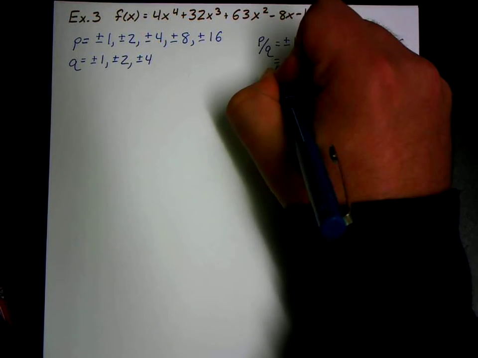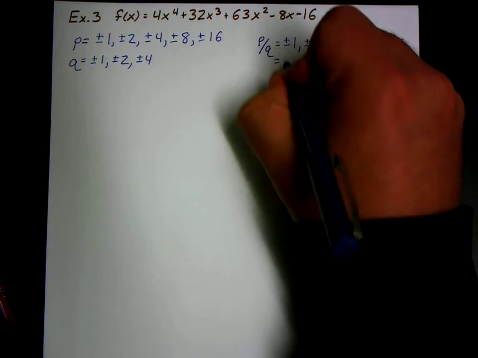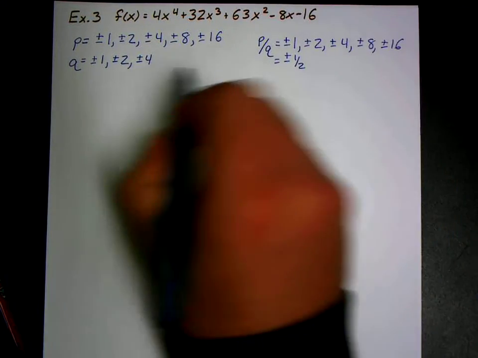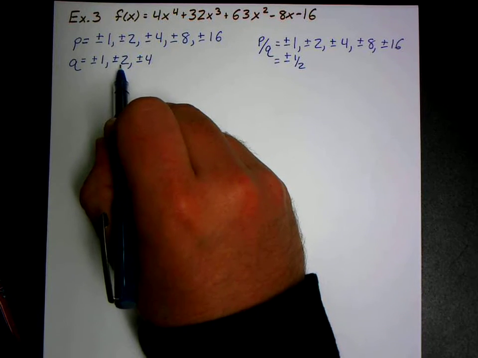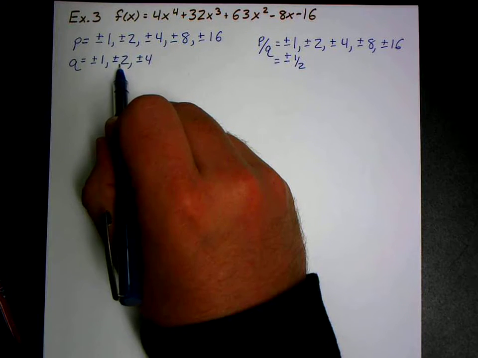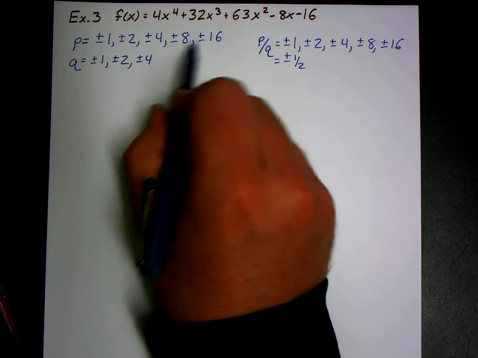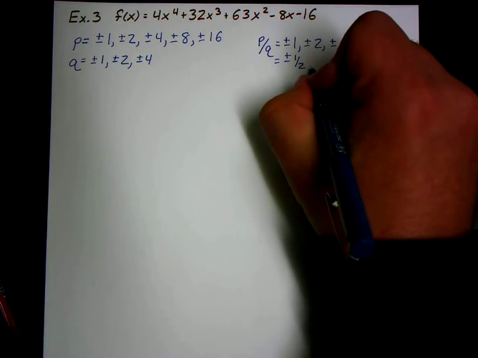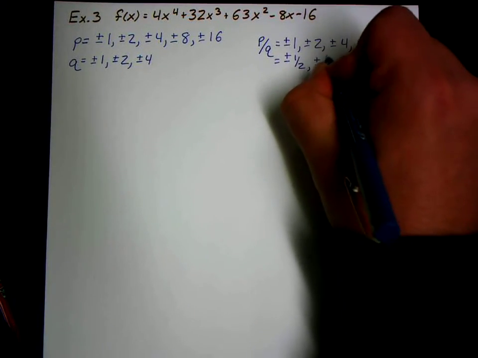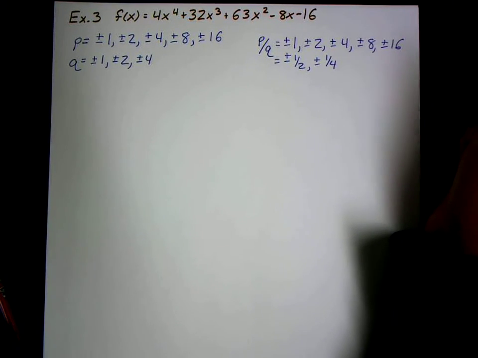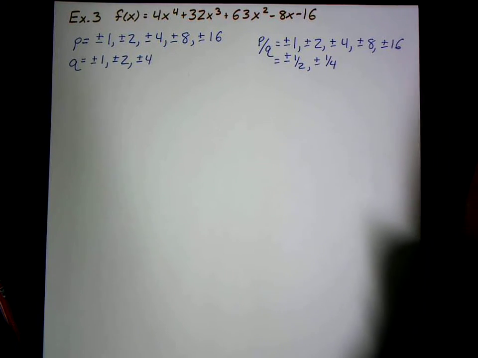Then I take all those numbers and I divide them by 2. Now, I don't have to list them all out because what's 2 divided by 2? 1, so that one's already there. What's 4 divided by 2? 2, so that one's already there. 8 divided by 2 is already there. 16 divided by 2 is already there. Awesome. Now, 1 divided by 4. 2 divided by 4 is already there. 4 divided by 4 is already there. 8 divided by 4 is already there. 16 divided by 4 is already there.